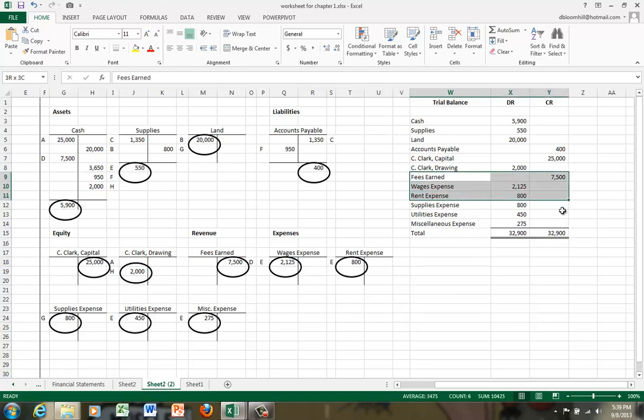My income statement is right here. Then I have enough information to do my statement of changes in equity with the investments, the withdrawals, and the income. And then I have enough information to do my balance sheet. But I think this recording is enough for now. So I'm going to end right here with the posting.